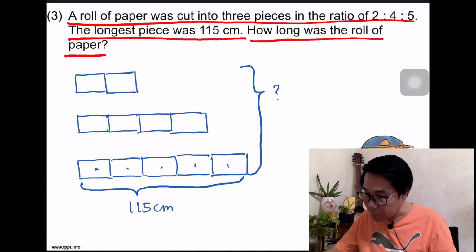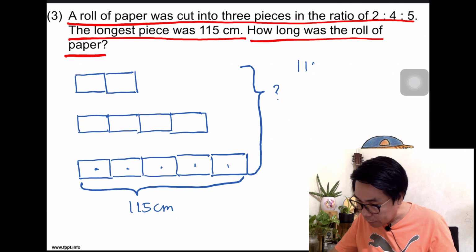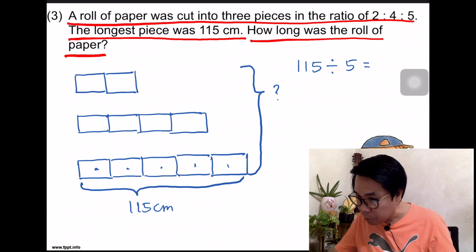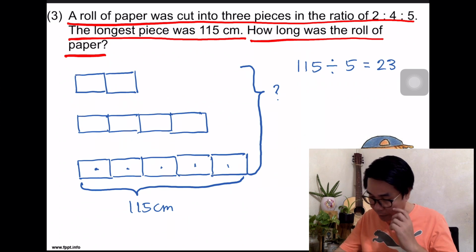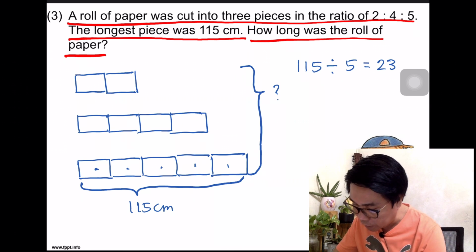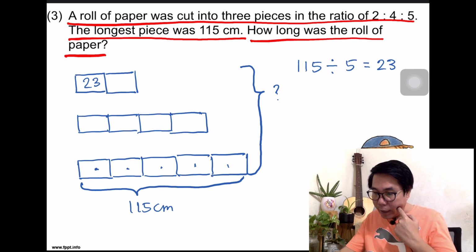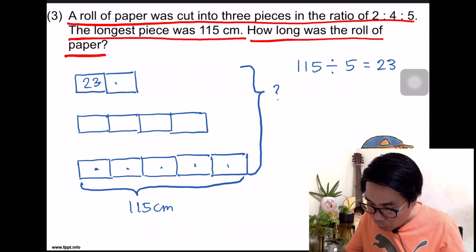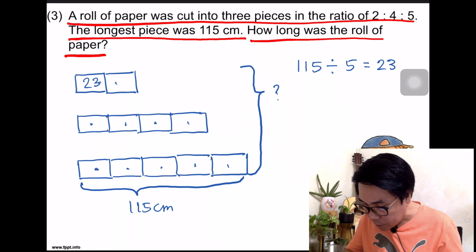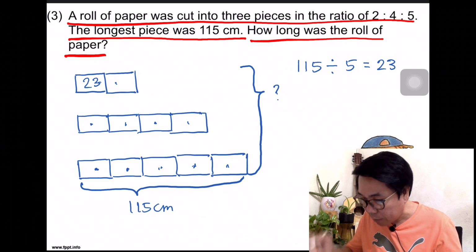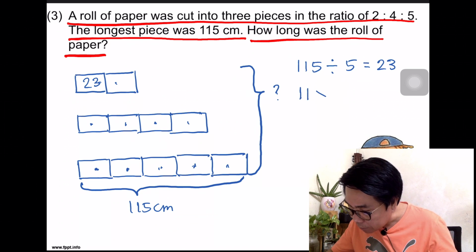So in other words, to get 1 unit, we have 115 divided by 5 is equal to 23. Okay, 115 divided by 5 is 23. So every unit there is 23. And how many units are there in all? So 1, 2, 3, 4, 5, 6, 7, 8, 9, 10, 11. So there's 11 times 23 is equal to how much?